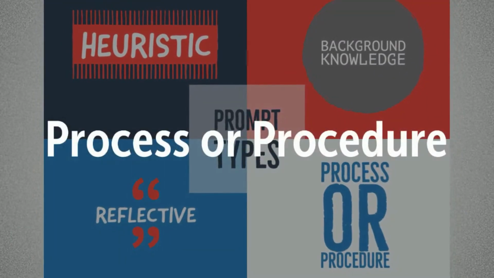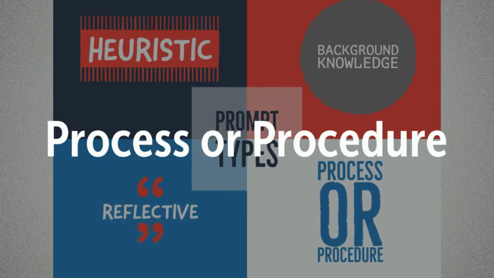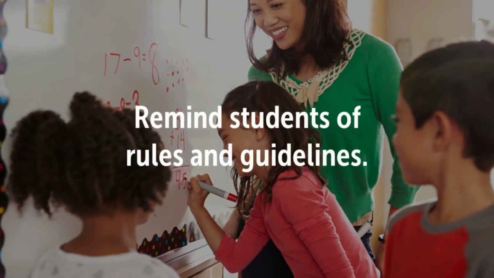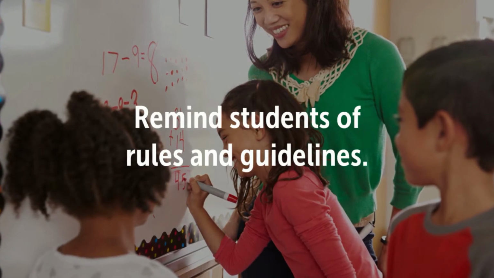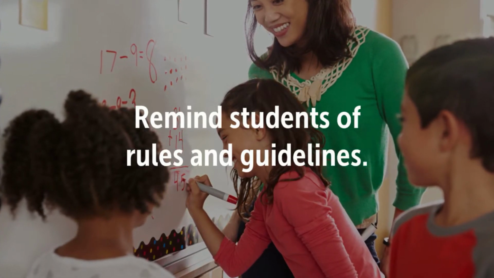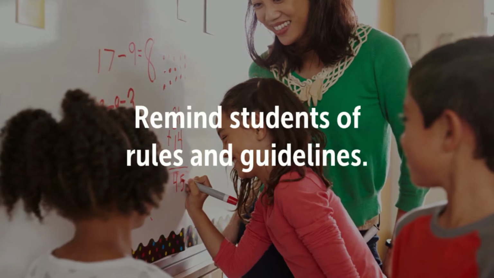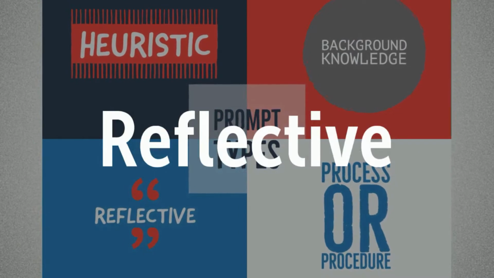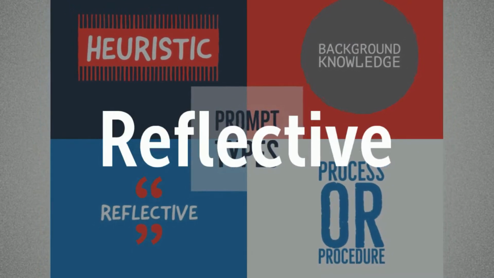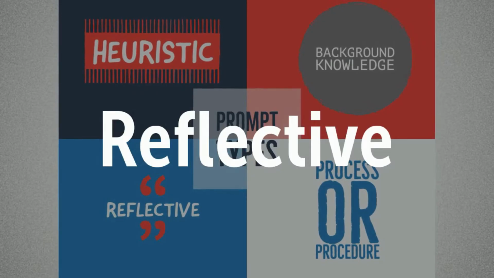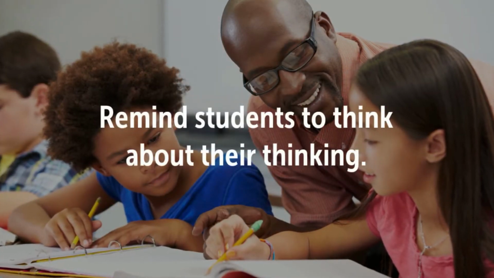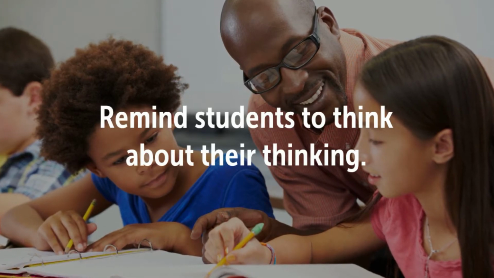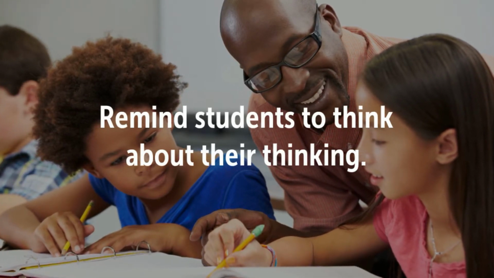A process or procedure prompt is a reminder of agreed upon rules or guidelines. For example, when a student answers a question about the order of operations incorrectly, you may respond by saying, "I'm thinking of a mnemonic device that we use to remember the order of solving problems." A reflective prompt is a reminder to students to be metacognitive and to think about their thinking. For example, when a student's writing does not include evidence, as the assignment required, you may prompt the student by saying, "What are we learning today?